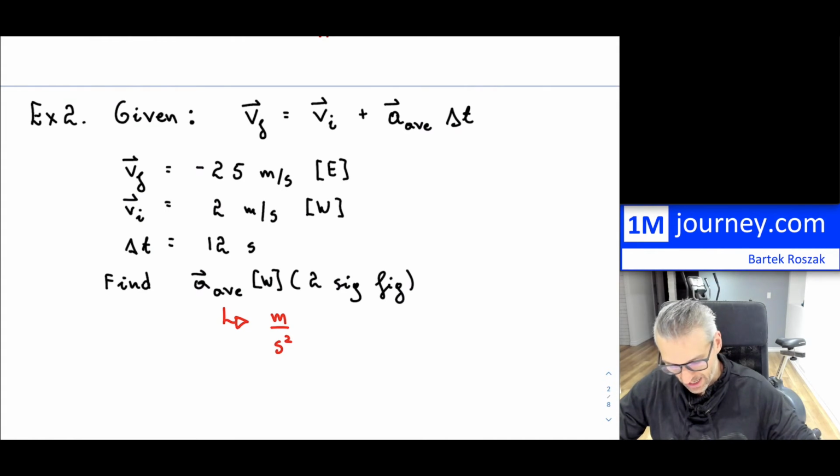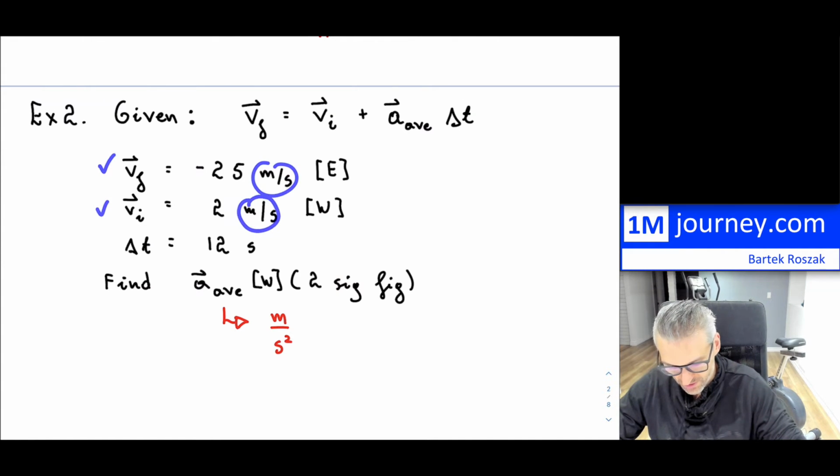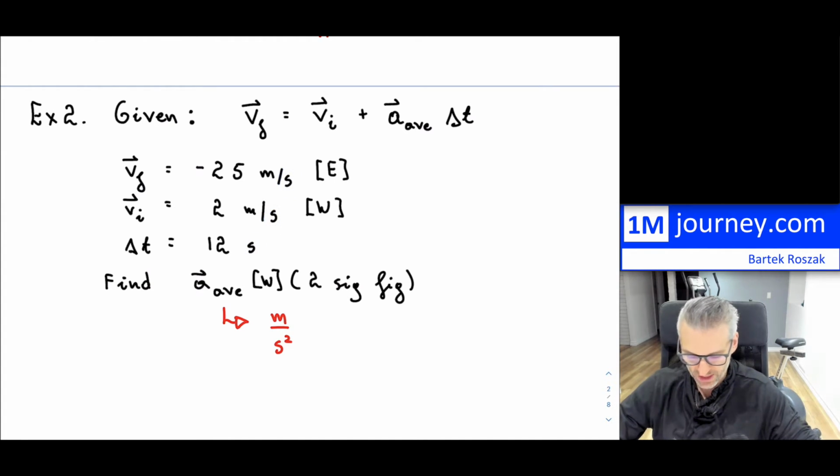So if that's the case, then I'm going to go back and I'm going to take a look and see. Well, for my velocities, my 2 velocities, notice they're both in meters per second. So that's all good. My time is in seconds. So that's also good because that means everything is consistent in terms of seconds, okay, that I'm going to be working with. So nothing to do on that front.